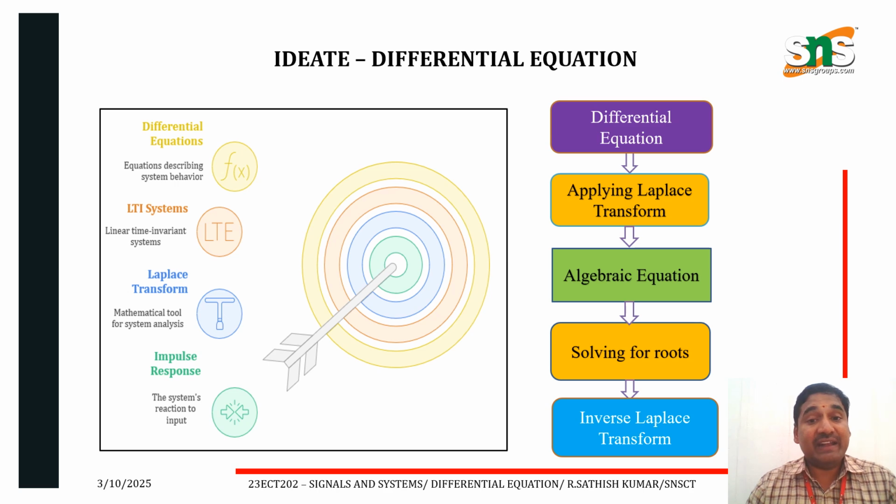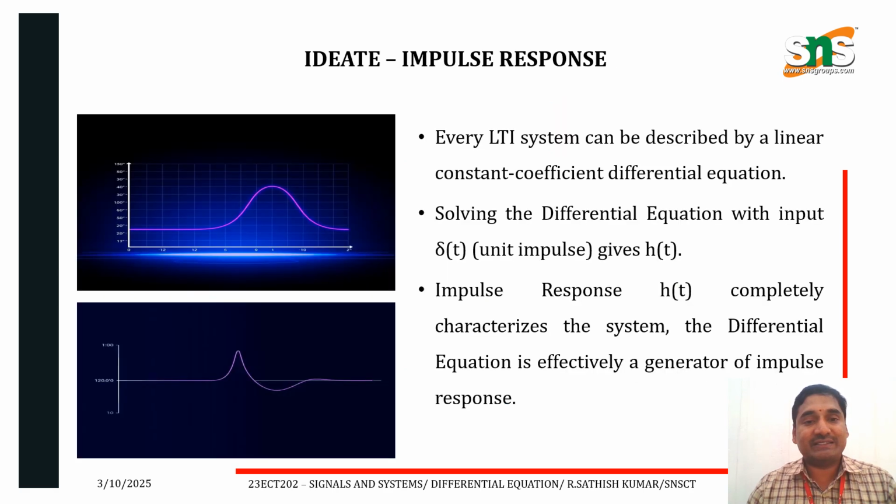Next, this is the idea of the differential equation. First, differential equations describe the system behavior, and we analyze the linear time invariant systems and apply the Laplace transform. Finally, we get the impulse response of the system. This is the flow chart. For the differential equation, we apply the Laplace transform and find the algebraic equation, then solve for roots. We apply the inverse Laplace transform and get the impulse response sequence.